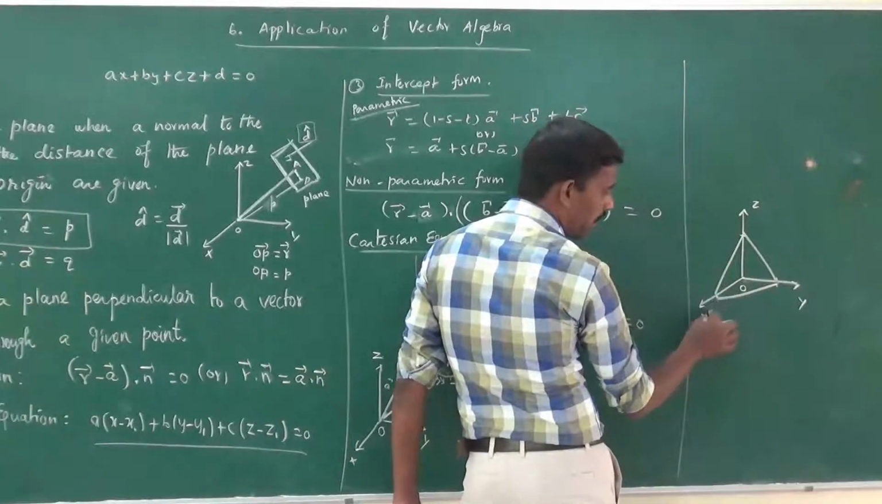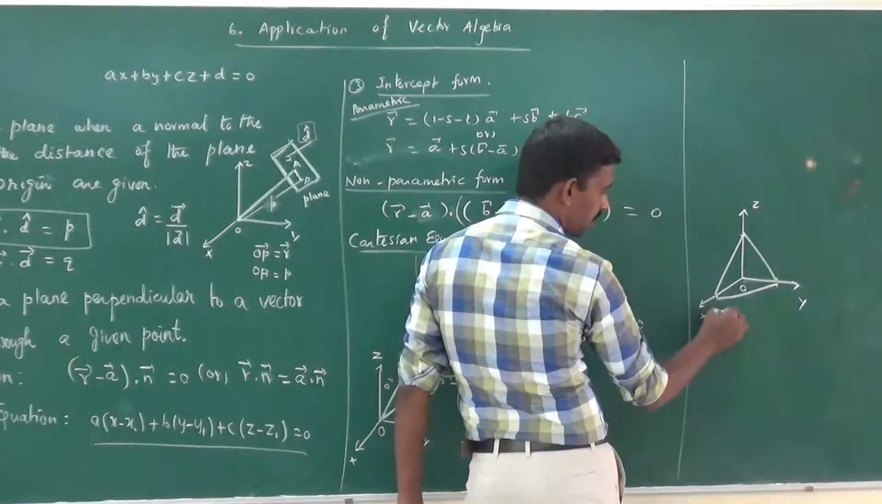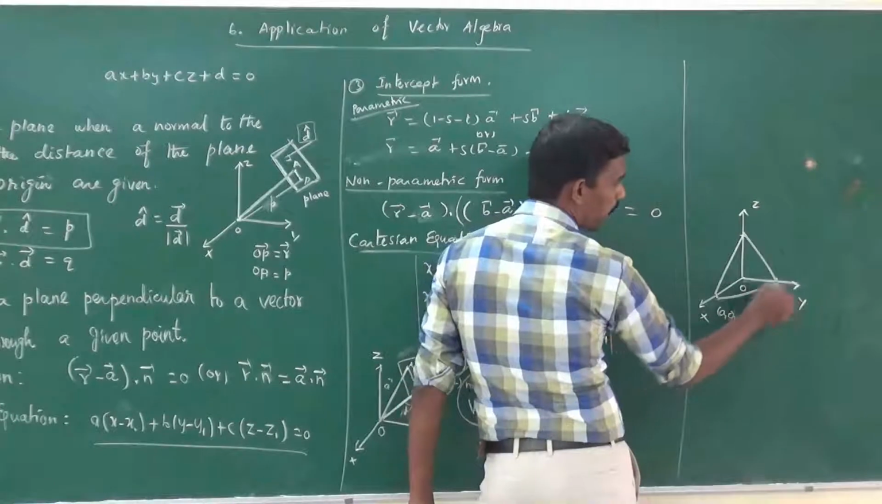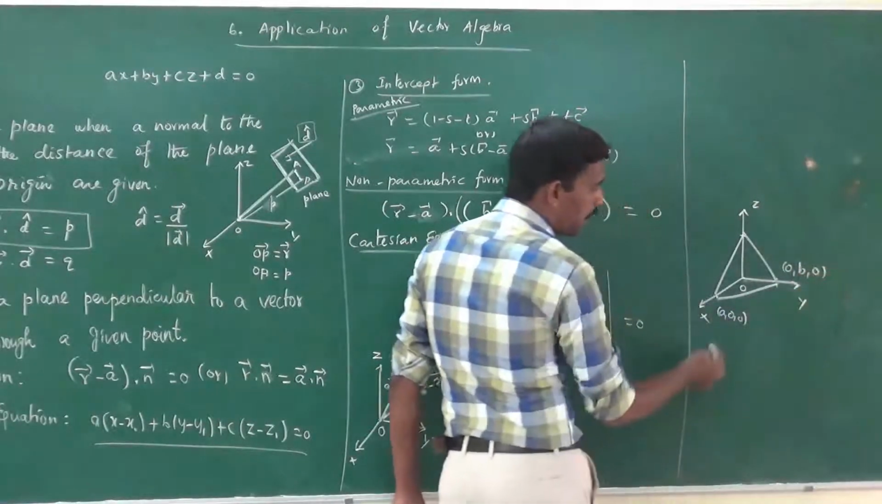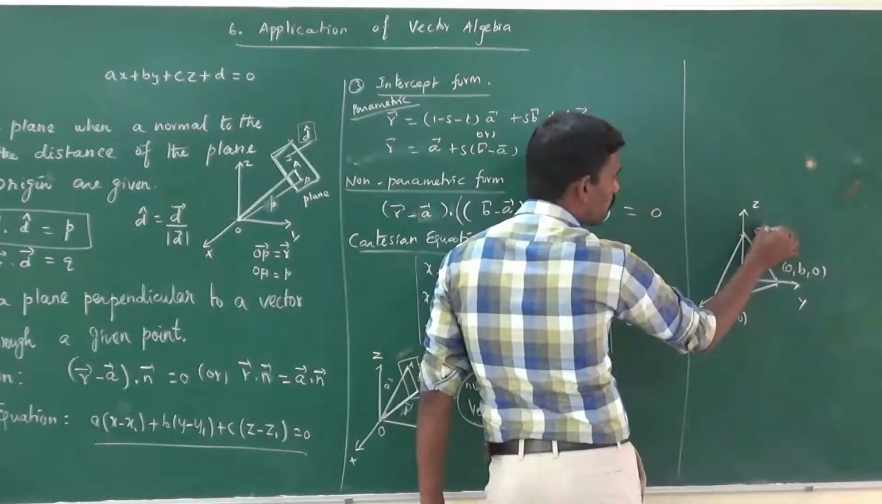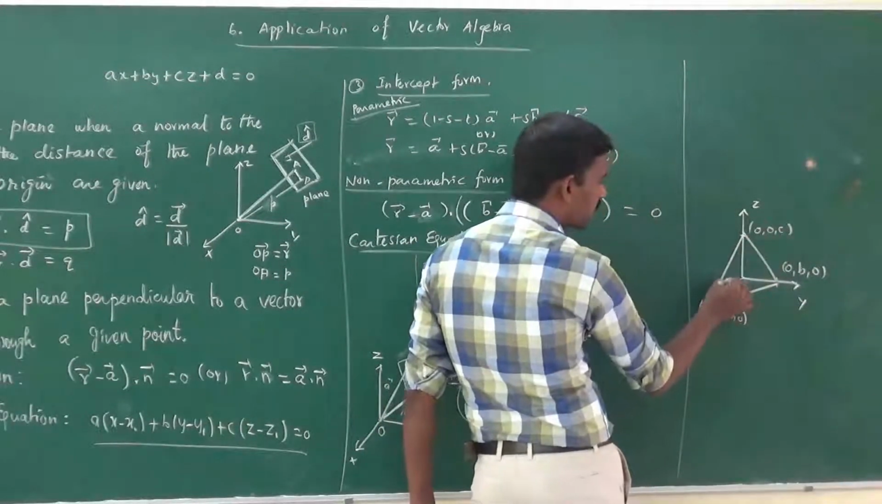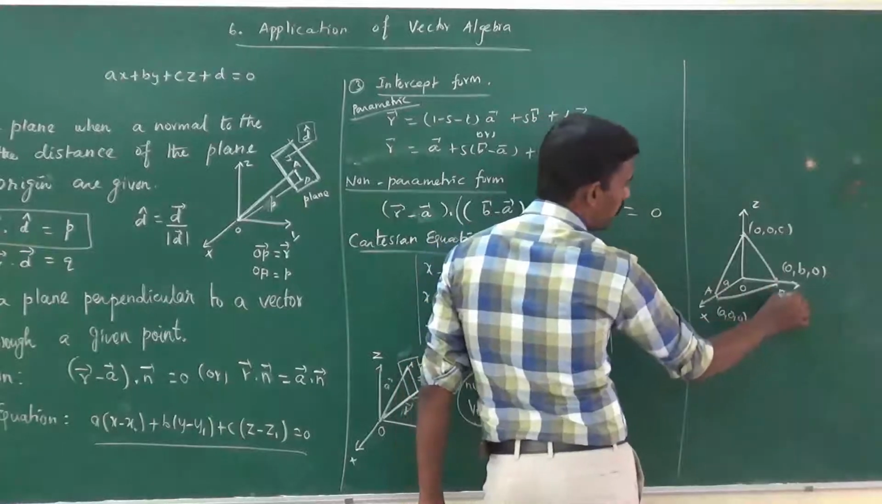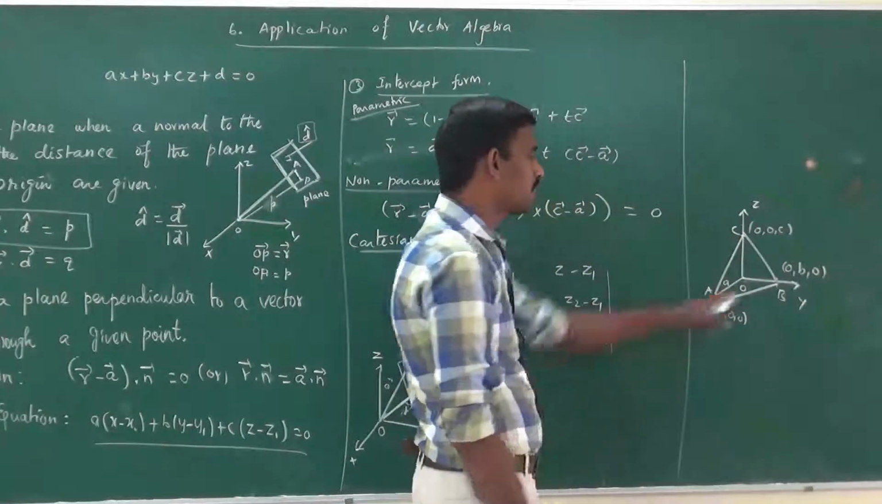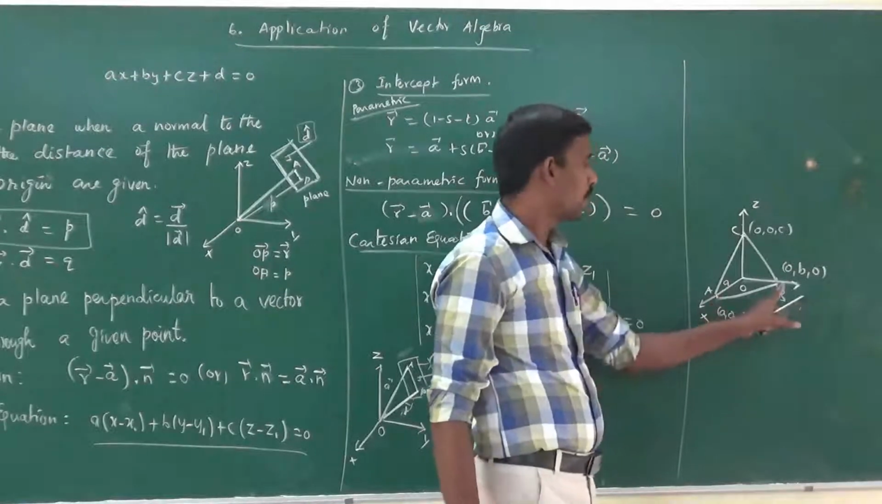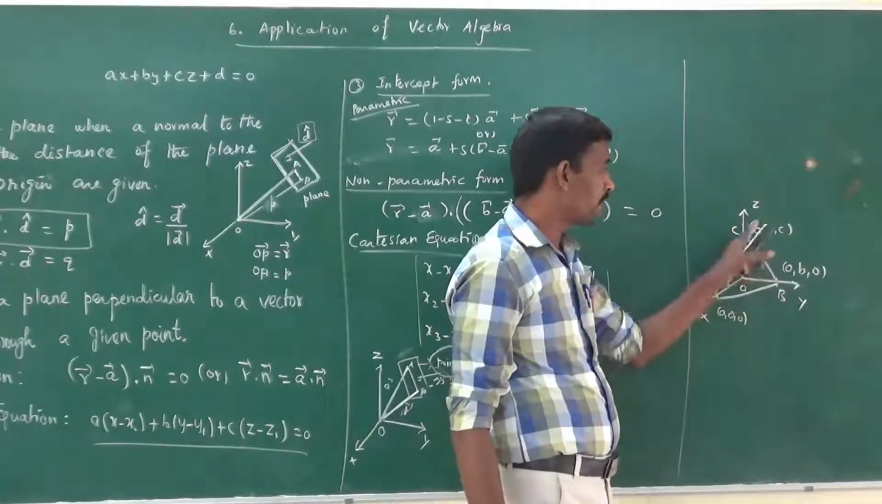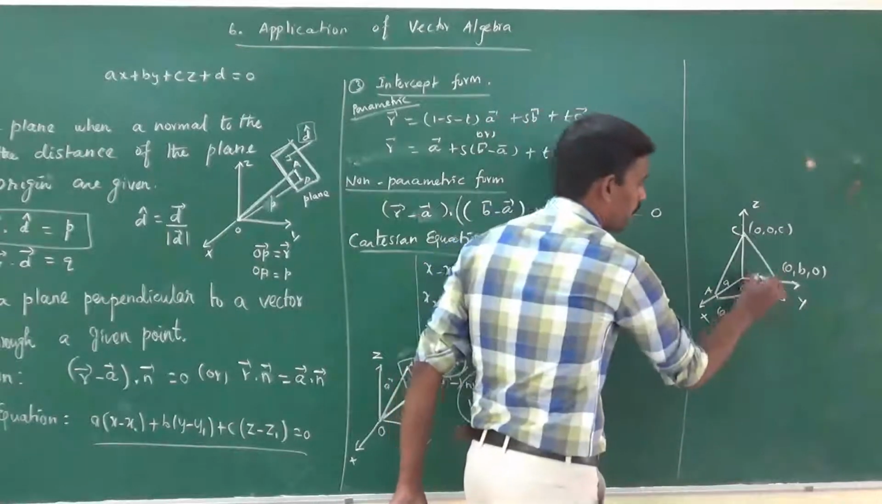Any point on the x-axis can be written as a, 0, 0. Any point on the y-axis can be written as 0, b, 0. Any point on the z-axis can be written as 0, 0, c. Here a is the x-intercept, b is the y-intercept, and c is the z-intercept.